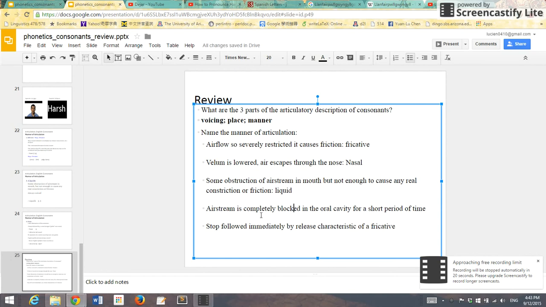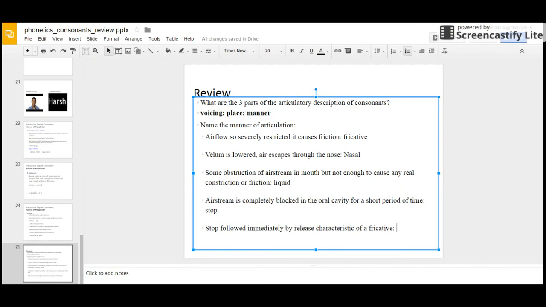And then airstream is completely blocked. Completely blocked. And it should be stop. Okay. Okay, the final one, stop followed immediately by a release characteristic of fricatives. Two sounds. So it should be affricate. Affricate. Do you get this?